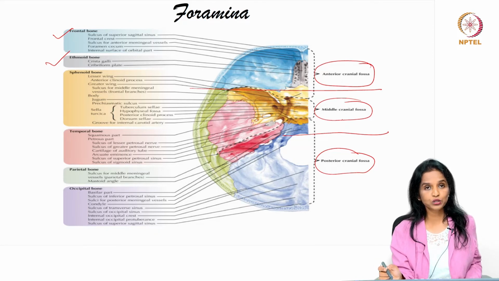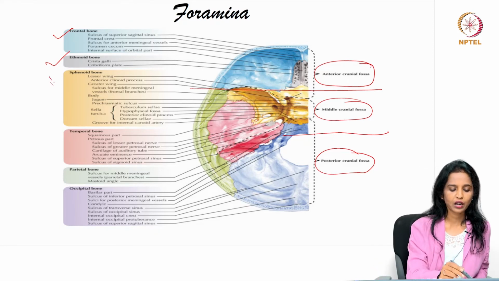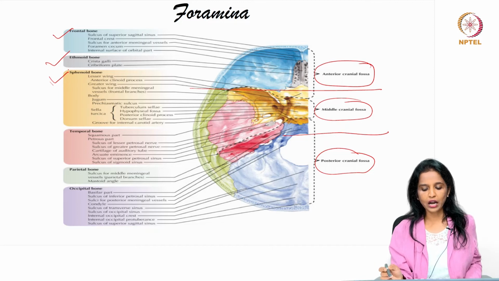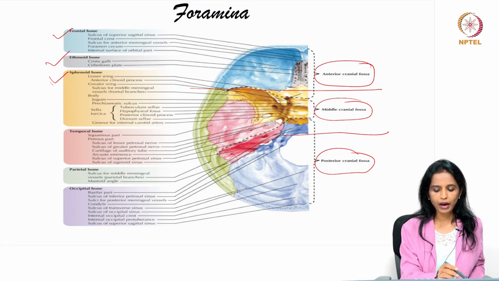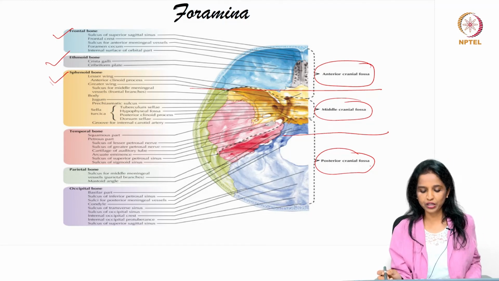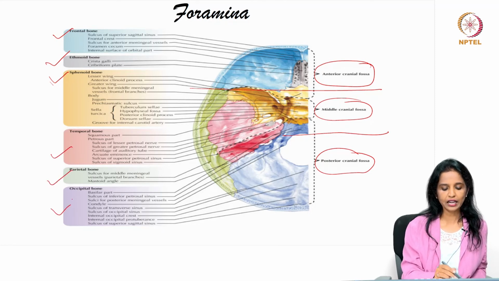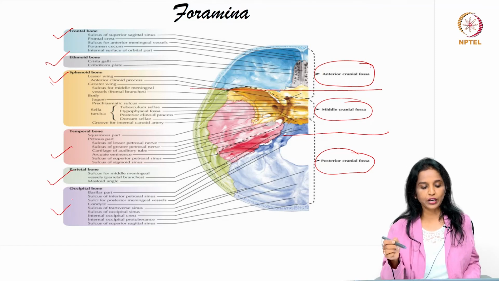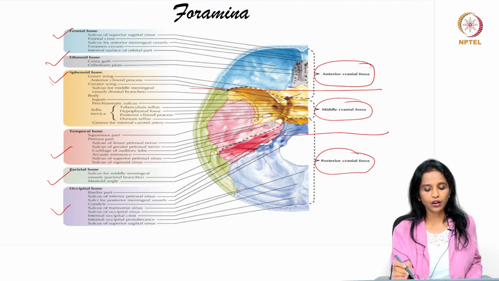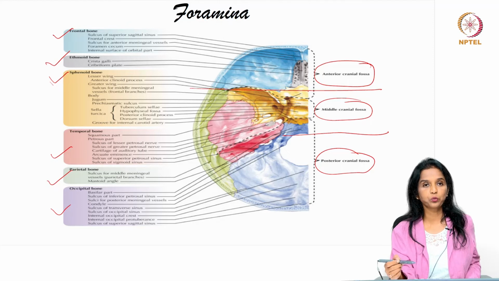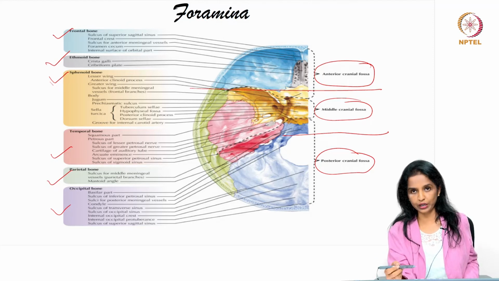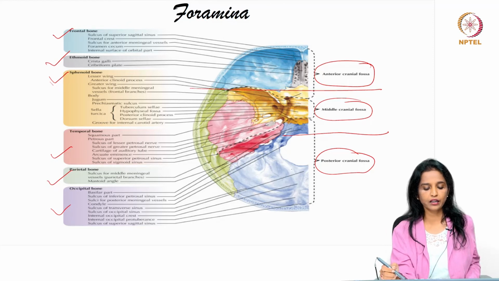And then what forms the middle cranial fossa? We have your sphenoidal bone, and you also have part of the temporal bone extending there. And then we have your posterior cranial fossa, which is contributed by again the temporal bone, and then we have your parietal and occipital bone. In this there will be a lot of foramina. That is what was given as a tabulated form, and this is a diagrammatic form.